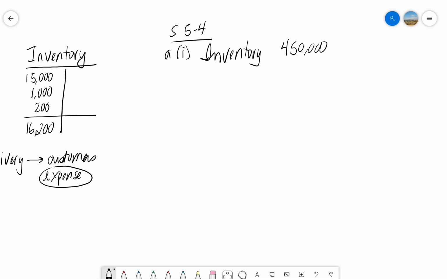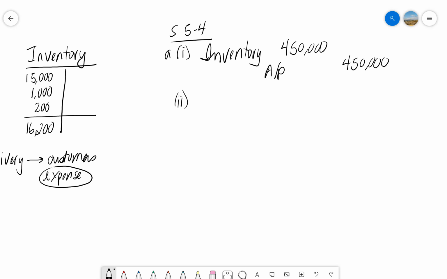And the inventory was purchased on credit. That indicates that in the question. And so that means we're going to set up a liability, our accounts payable, for $450,000. Fairly straightforward. Let's go to part two of A, sales during 2020.